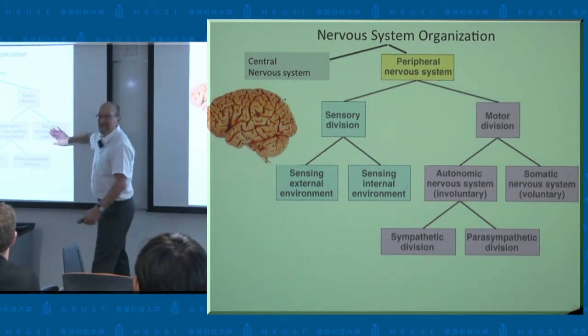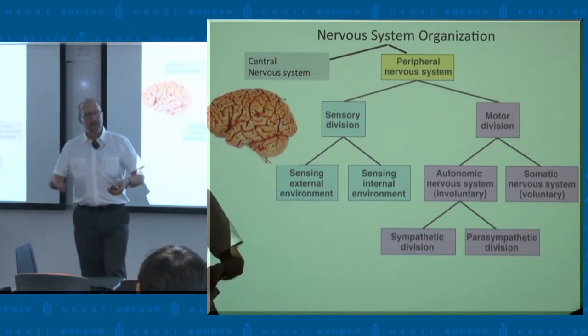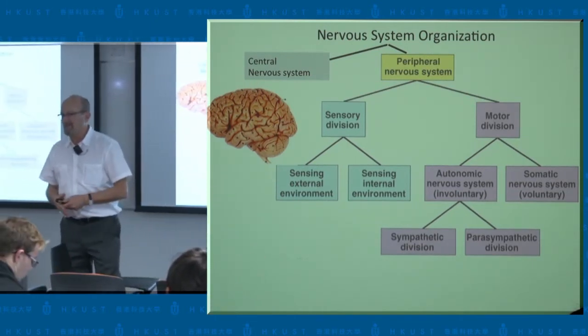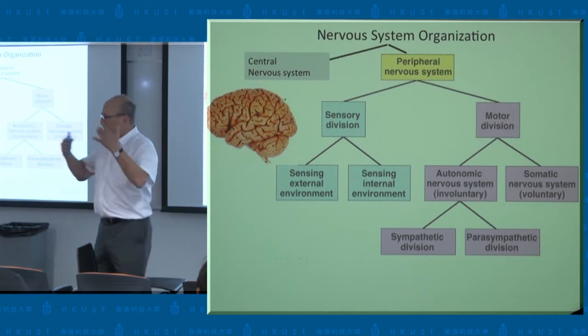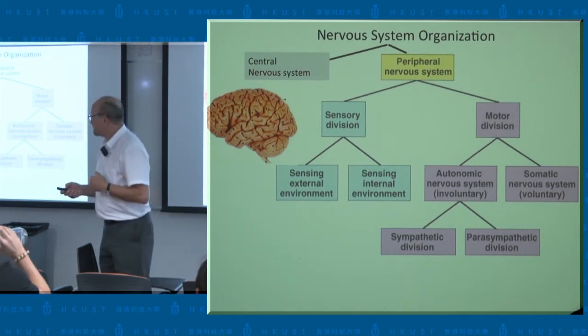The somatic system is anything you can do voluntarily. You can speak, you can reach, you can strike one another. I'd rather you don't. But these are things you can do, okay?